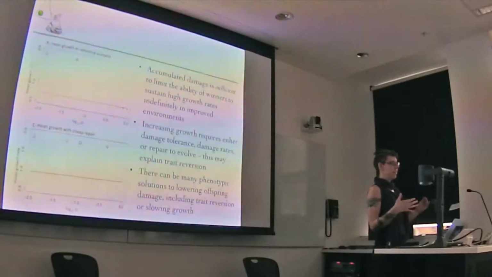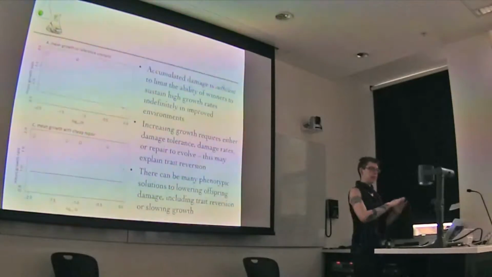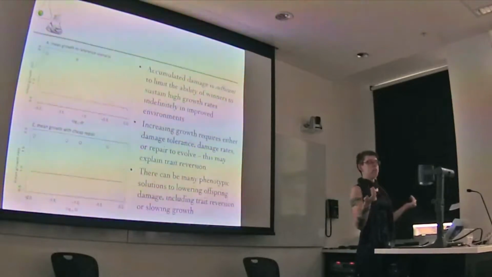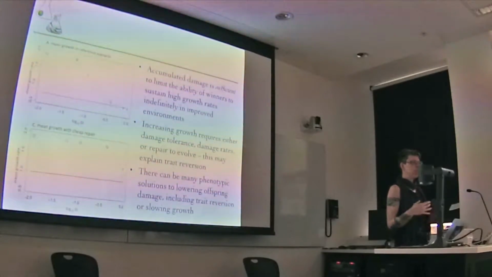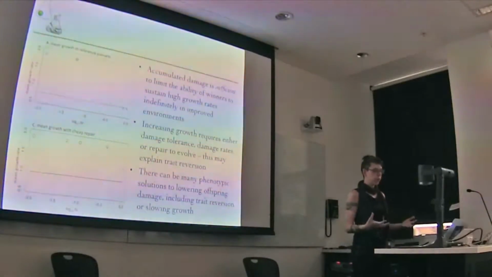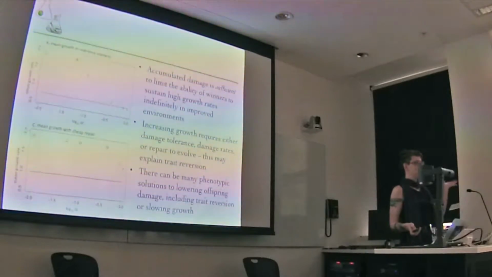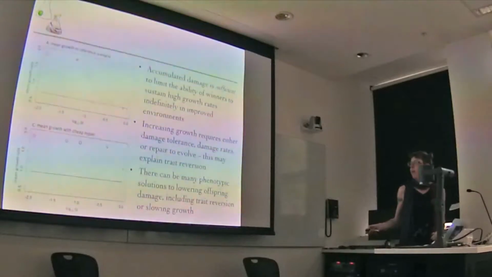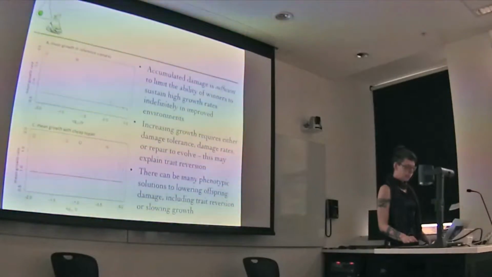The caveat here is that in this simulation, you're assuming they start in a good environment anyway, right? So they're not starting in a horrible environment and then going to a tolerable environment. They're starting in an environment that they're perfectly happy in, and then the environment improves. So if they're going to increase their growth rate in the improved environment, they need to evolve some strategy for dealing with the damage or a way to tolerate it. You can think there are many phenotypic solutions to this, many ways to do it, but if you can't actually get around it, the only thing left to do is to reverse that change and lower your growth rate.